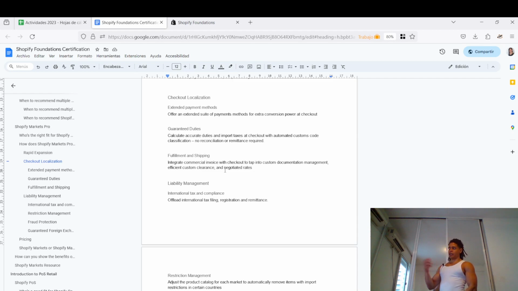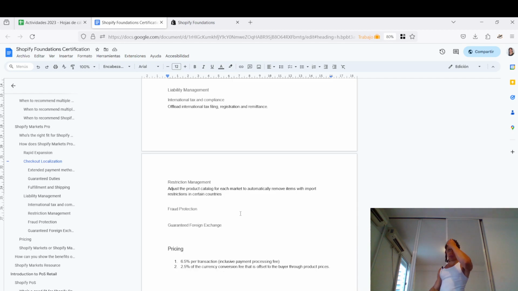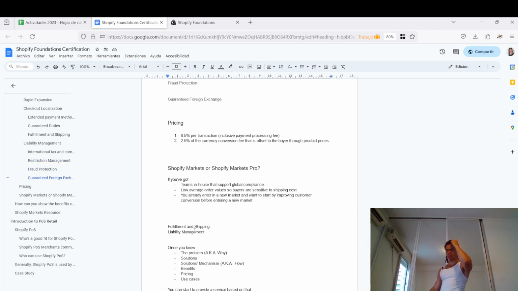However, if you want to increase your customer retention in that particular market before jumping into another, it's better for you to stick with Shopify Markets. This is one of the recommendations here. It's better to stick with Shopify Markets.